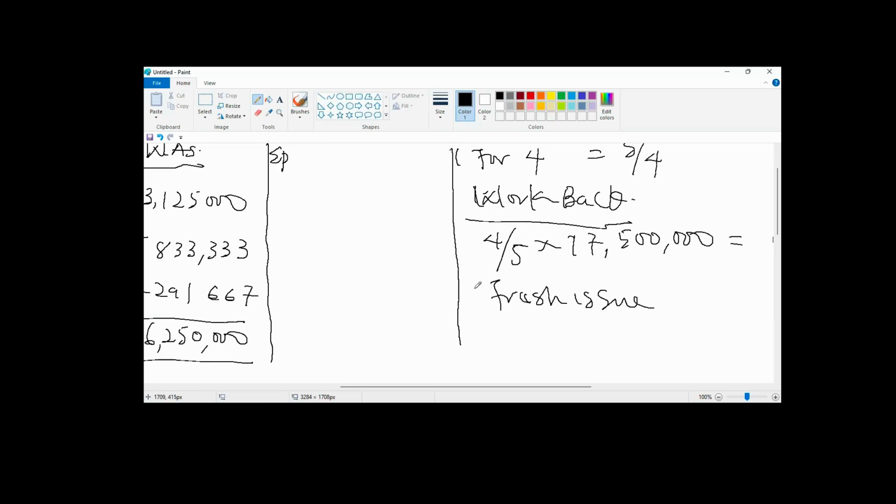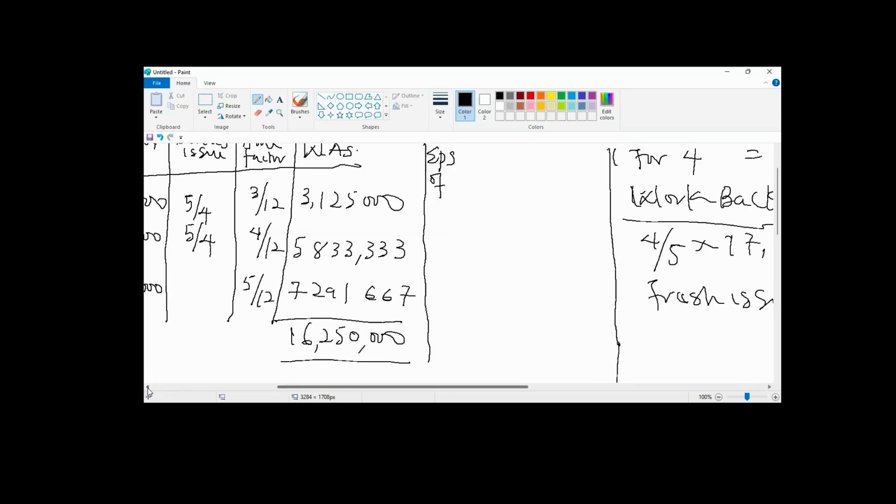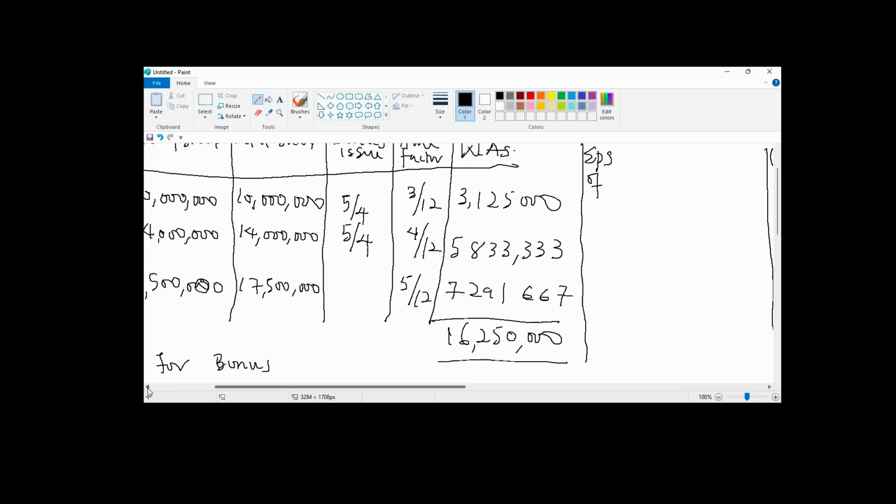Sorry, I have a question. I'm confused as to how we got this weighted average, the 3125. How do we arrive at that? 10 million times 5 over 4 times 3 over 12. You can first of all multiply 10 million times 5 times 3, then divide by 4, divide by 12. Don't do it straight, so that the calculator does not alter it. Okay, I get it. Thank you.